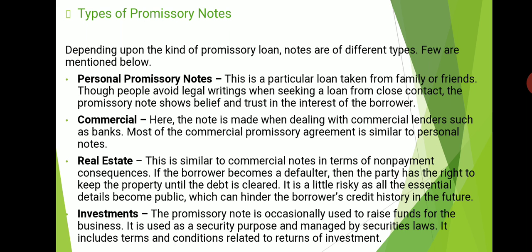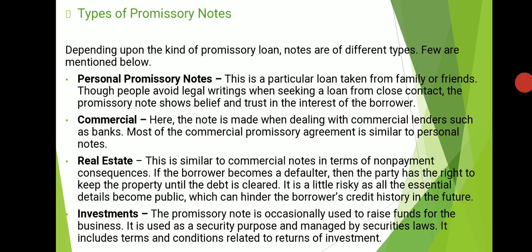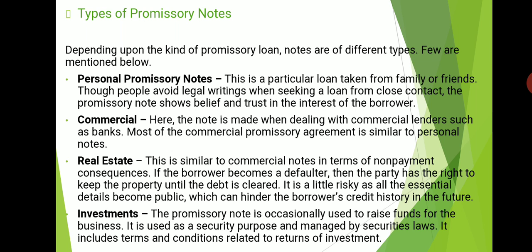Now there are a few types of promissory note. Depending upon the kind of promissory loan, notes are of different types. A few are mentioned below. The first one is the personal promissory note. This is a particular loan taken from family or a friend. Though people avoid legal writings when seeking a loan from a close contact, the promissory note shows belief and trust in the interest of the borrower.